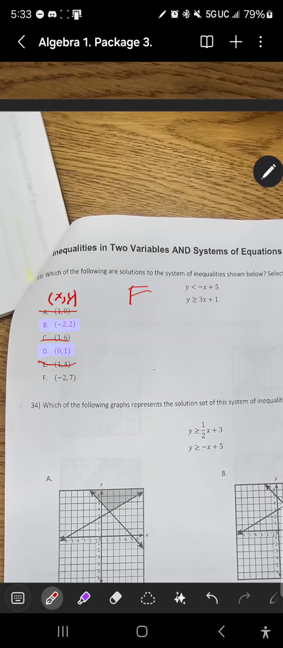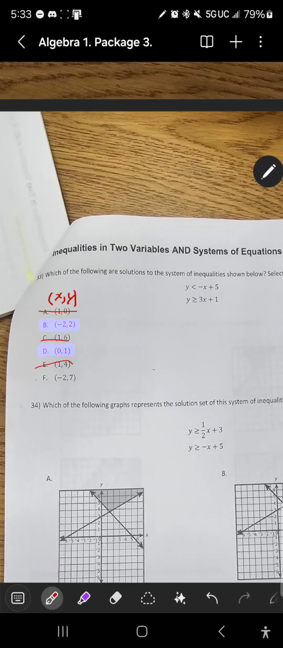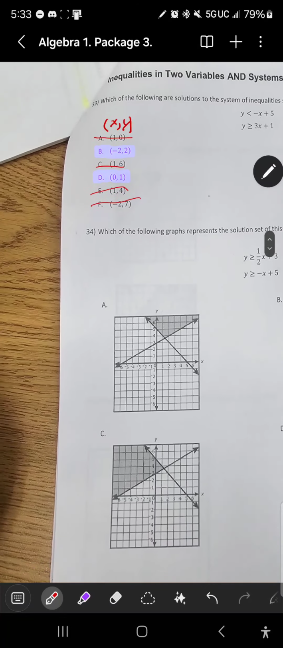Now, F will be 7 less than negative negative 2 plus 5. So 7 less than 2 plus 5. 7 less than 7, because of the same thing that I just said. We don't have the equal sign. This one is also false. Our answers are just B and D.